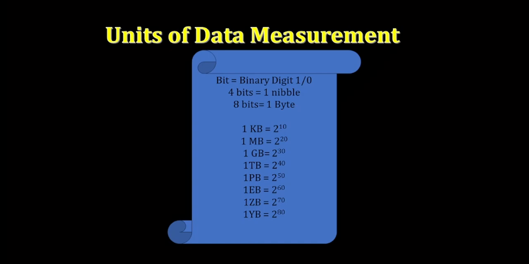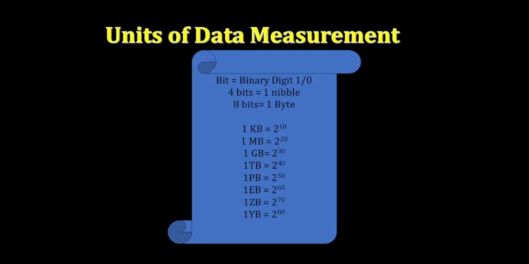Units of data measurement. So the smallest unit of data in a digital computer is 1 bit. Bit stands for binary digit. It can be either 1 or 0. 4 bits together is called 1 nibble and 8 bits is 1 byte.